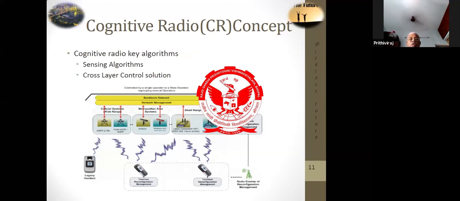Okay, so the key to the CR concept again is of these two things. Basically, cognitive radio key algorithms are first to do with sensing algorithms, which is basically sensing the type of frequencies which are being operated on, the number of stations which are in operation. And the other is the cross-layer control stations. So these are the two things at which this entire functional working takes place. And you could see the various blocks pertaining to it. You will find some of them working at the physical layer, the others are all on the cross-layer control sections.